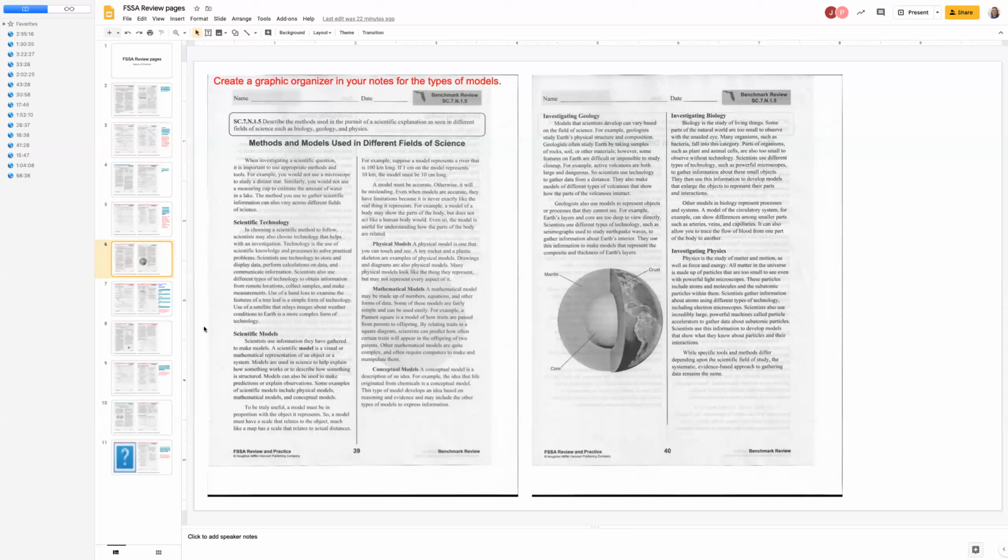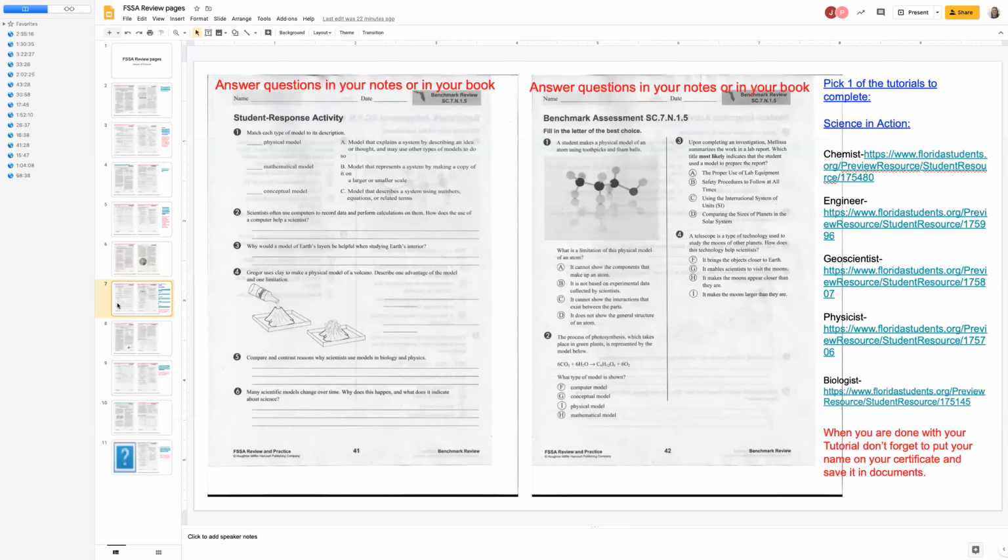Okay, and then when you go to the next page here, it tells you at the top of the page to either answer these questions in your notes, or if you have your book, you can answer them right in your book. Please make sure you write down your answers for these questions. You will see an assignment on your Google Classroom or on your Skyward assignments so that you can answer these right on your Skyward. All right, so you answer those.